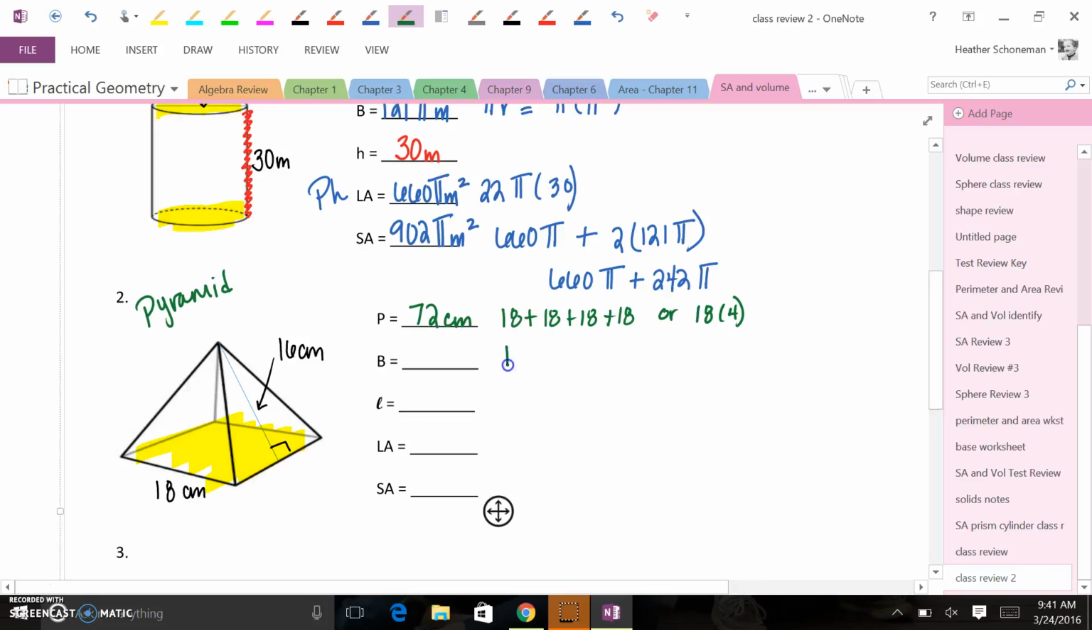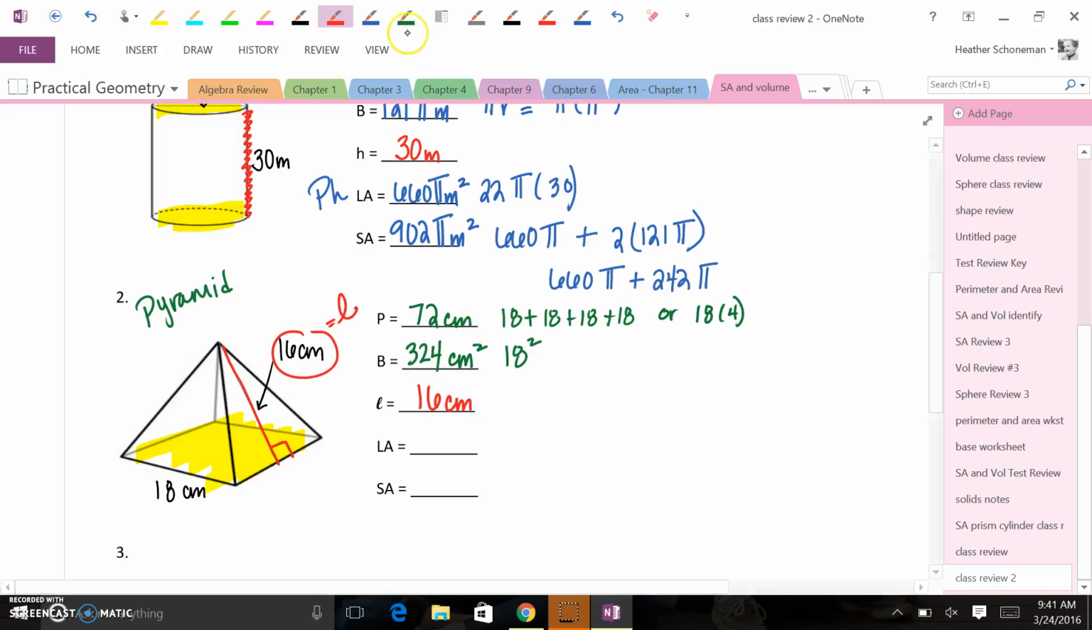Capital B stands for the area of one base. So to find the area of the square, we take the side squared. 18 squared is 324, so we get 324 centimeters squared. Cursive L, that script L, stands for the slant height. And the slant height literally goes down the face of the pyramid. So this one is the slant height. That's what you need for surface area and volume of a pyramid.